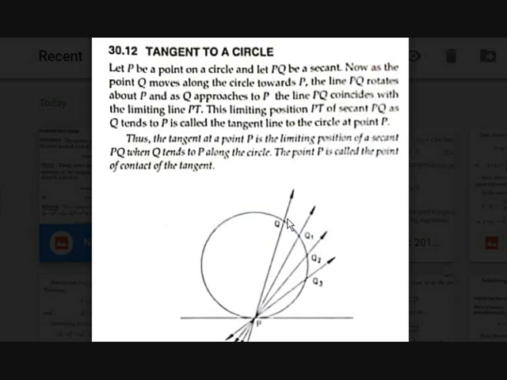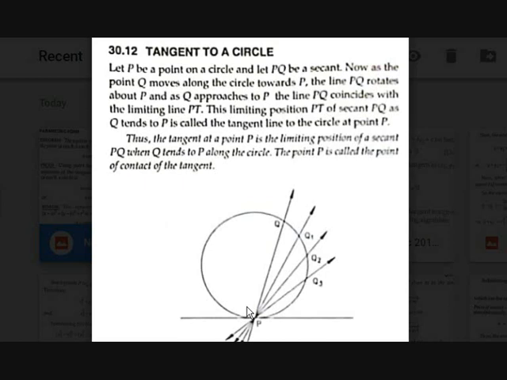Okay, as you can see in the diagram, there is a point P on the circle and a secant is drawn through Q. Secant means a line which passes through two points on a circle. It is called a secant. And if we take Q nearer to P, or if we take the point Q tends to P, or approaches P, then the secant passes through a single point P, right? Such a line is called a tangent to the circle.